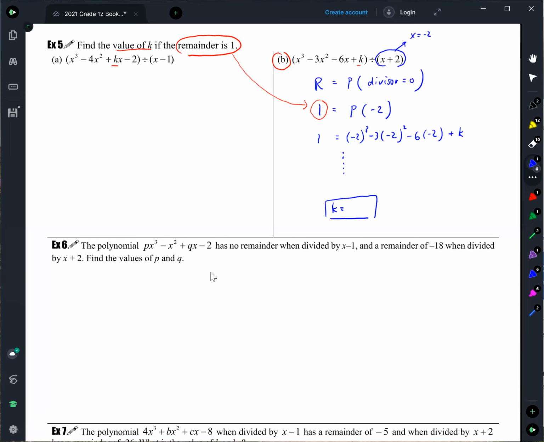Right after you found k, please raise your hand. So this is like applying the remainder theorem backwards, right? Instead of finding the remainder, it asks you to find missing coefficients in the dividend.